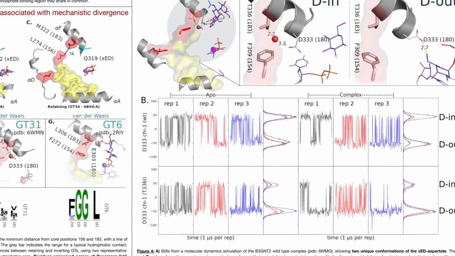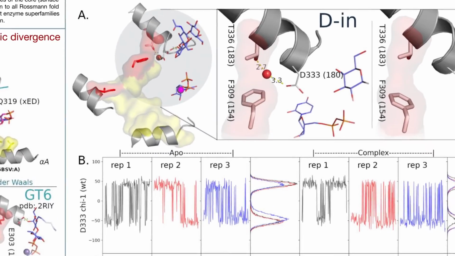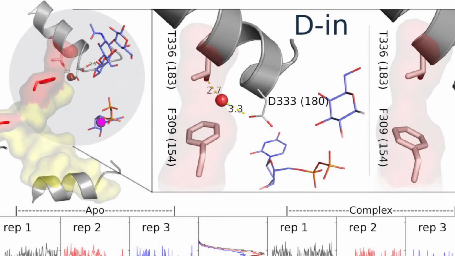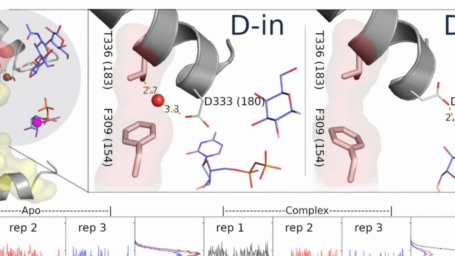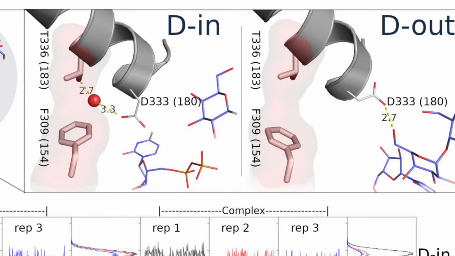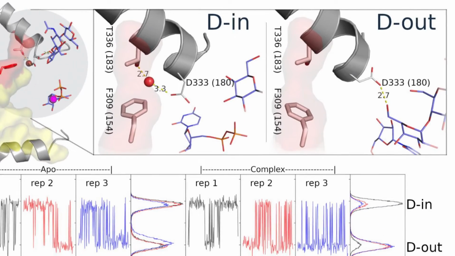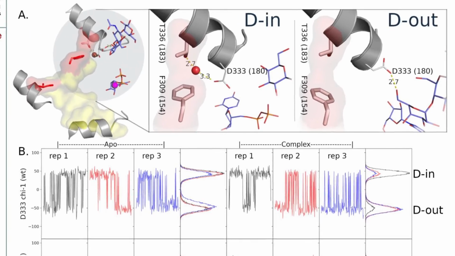In our MDs, we identified two unique conformations of the catalytic base, D-in and D-out. In D-in, the catalytic base is pointed inwards and is actually interacting with the threonine with a water molecule. In D-out, it interacts with the substrate complex. When you mutate the threonine to an isoleucine, there's no longer a hydrogen bonding interaction.